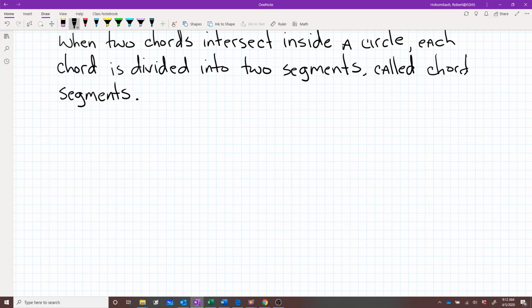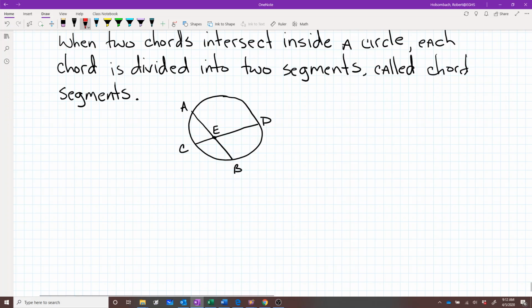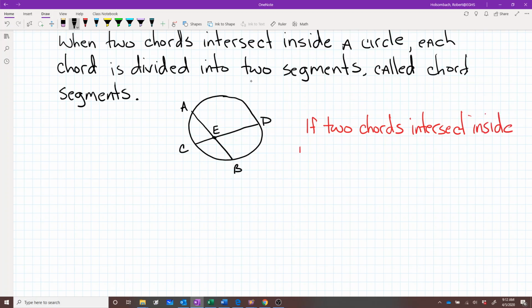So let's get a diagram of that. It's as simple as a circle with a chord and another chord. Alright? And if chord AB intersects chord CD at point E, then what you've got here is four chord segments. And the rule related to these chord segments states that if two chords intersect inside a circle, then the products of the chord segments are equal.